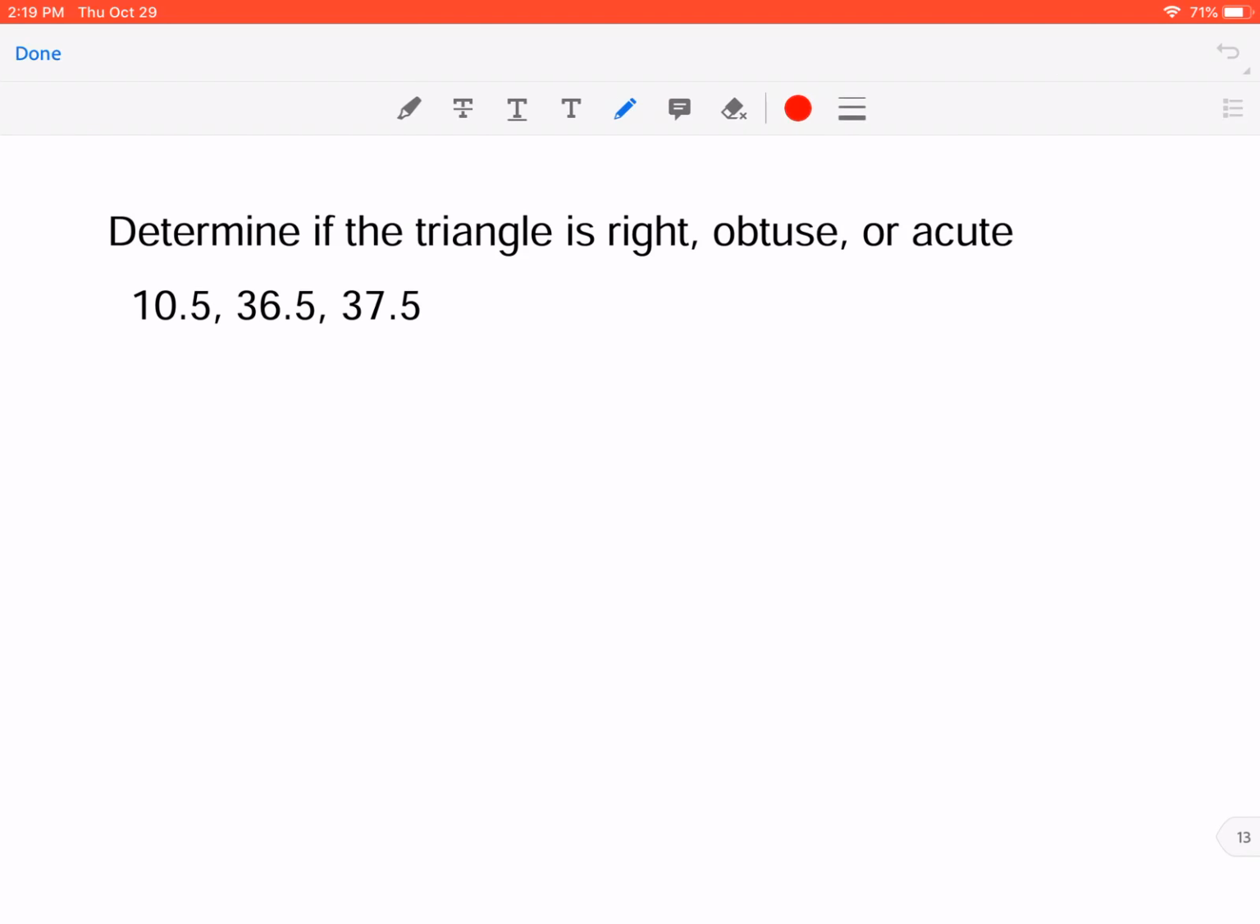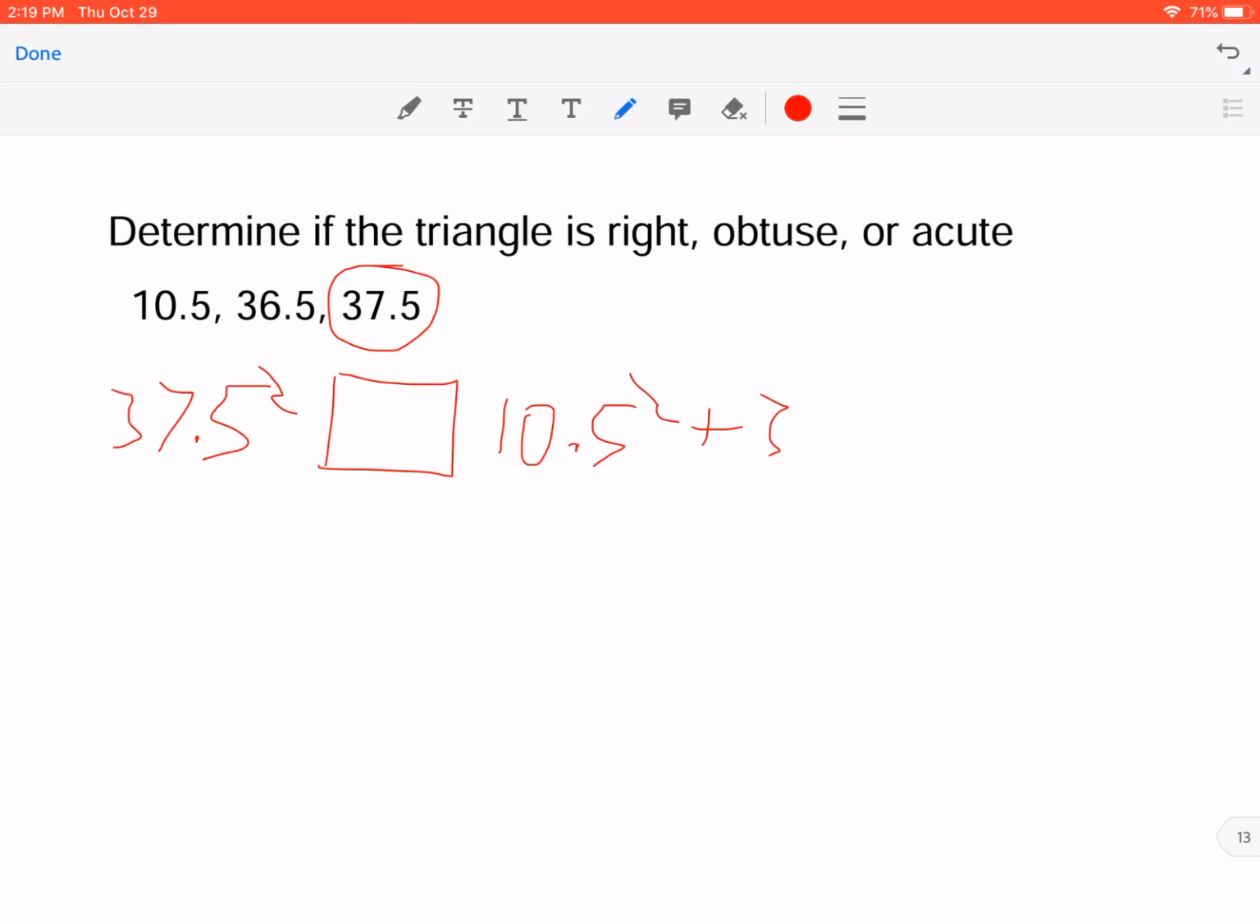Same thing with the next one. Again, you can use decimals. It does not matter. Find the biggest side. Sometimes the biggest side is the last one listed. Sometimes it's not, so be careful. So we need to do 37.5 squared and see how it compares to 10.5 squared plus 36.5 squared.